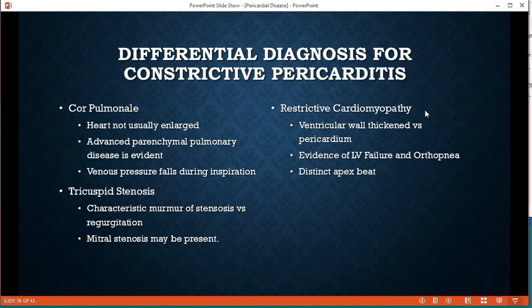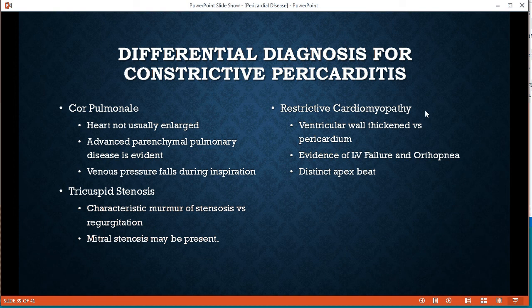So, the differential diagnosis for constrictive pericarditis: cor pulmonale, which you can normally see with advanced chronic obstructive pulmonary disease that leads to right heart failure. Usually in cor pulmonale, the heart is not enlarged, and you're normally going to see evidence of advanced parenchymal disease, and that's why I said advanced stage COPD.